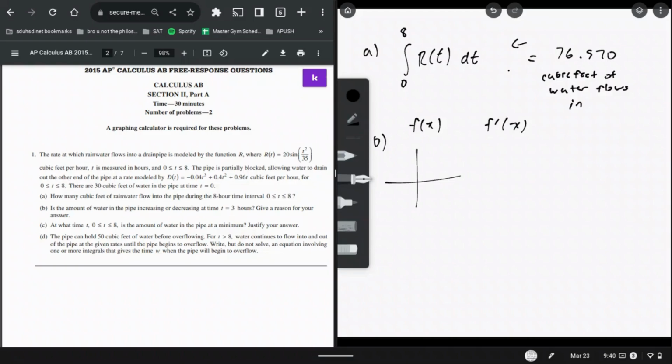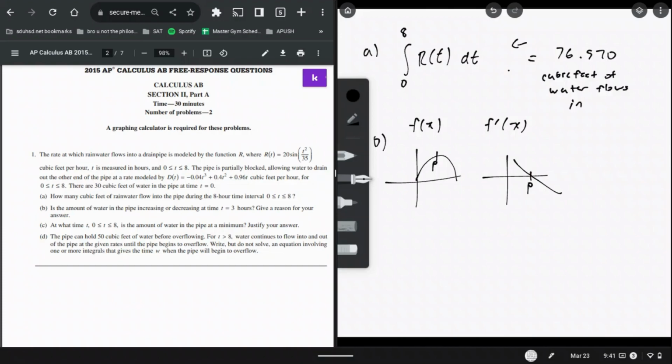If you know what f of x and f prime of x look like, for example, if you have f of x looking like this, f prime of x will look something like this. And this is because where f of x is increasing, f prime of x happens to be positive. And where f of x is decreasing, so this latter half after point P, you see that f prime of x is actually negative.